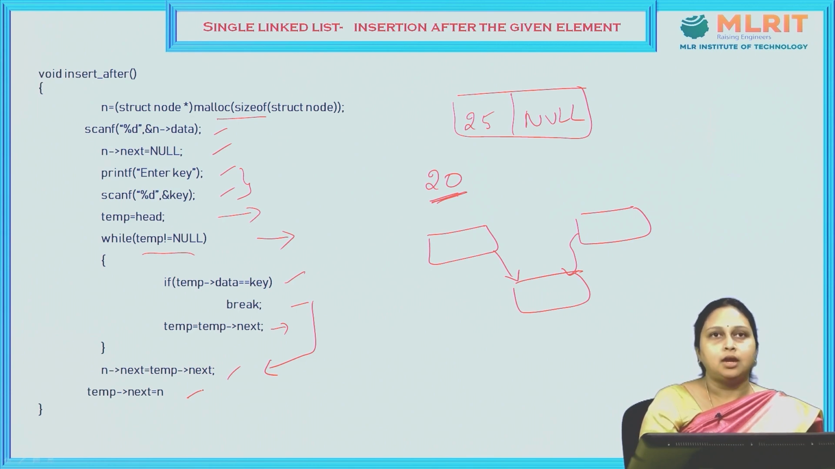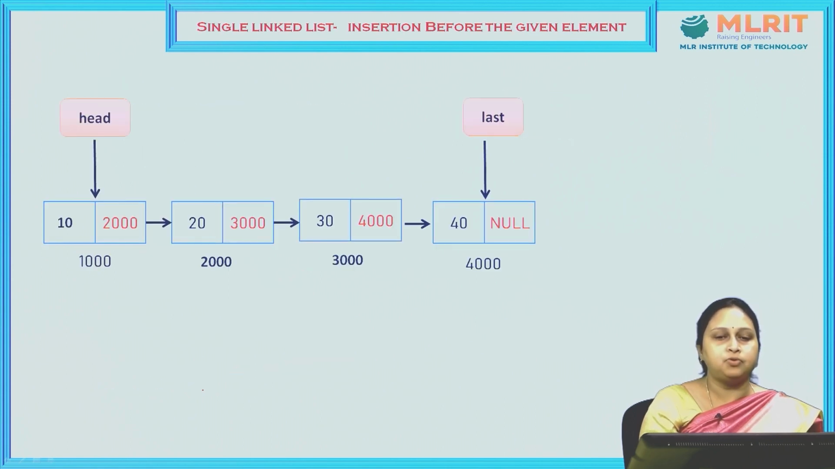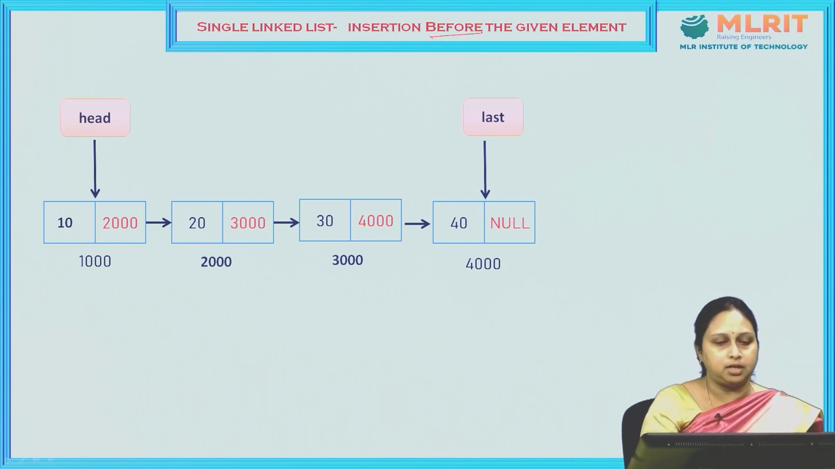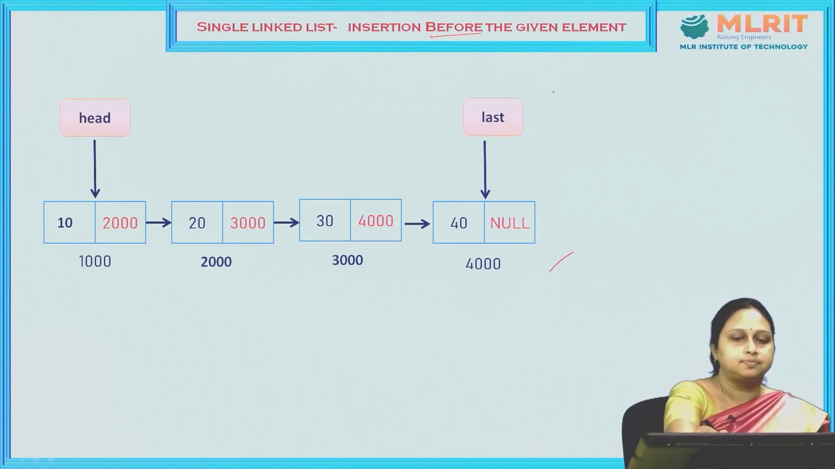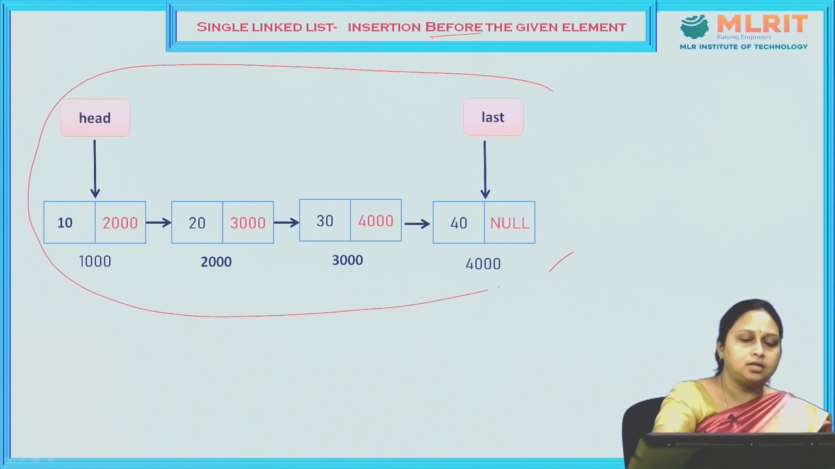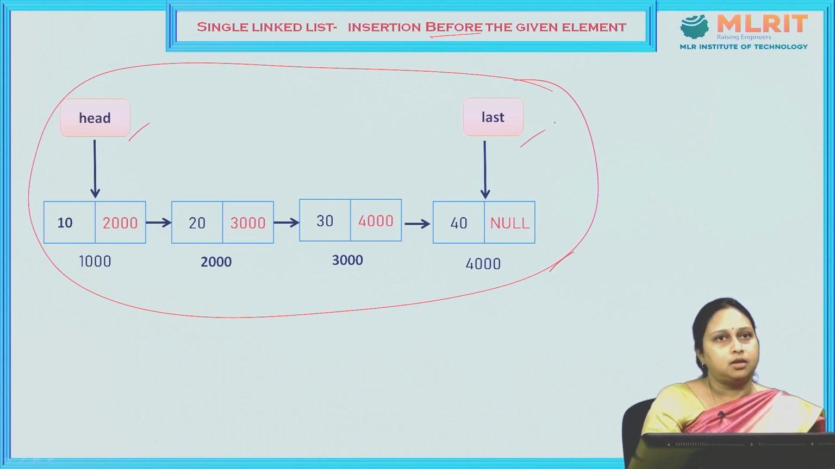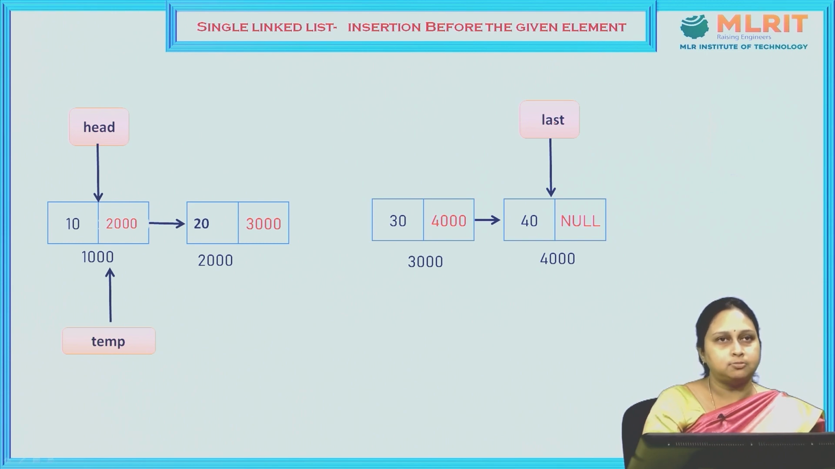Next, we have one more operation which we are going to perform: insertion of a new node before the given element. Before the given element. Now, here also we are going to consider a single linked list with 4 nodes, and here we are going to refer to the first node as head and the last node as last. Now, look into the insertion part, how we are going to do that.